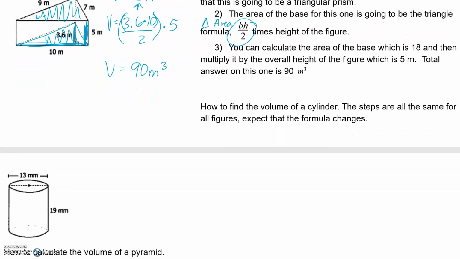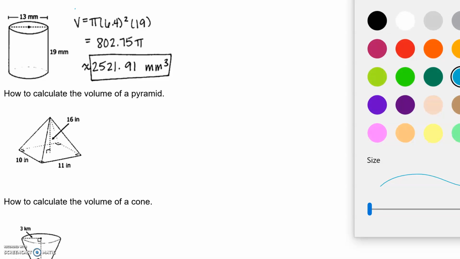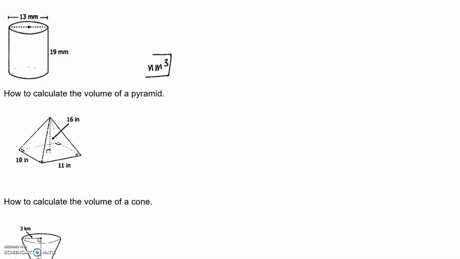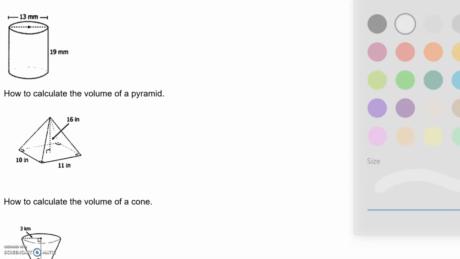All right, we're going to go ahead and find the volume of a cylinder. The way that we're going to do that is first start off with the volume formula, volume equals the area of the base.